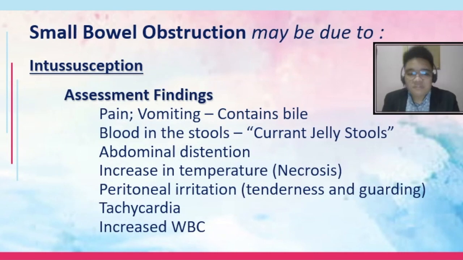So what are the assessment findings if your patient would have intussusception? Still pain, vomiting, which may contain bile. Take note, bile would appear yellowish, usually greenish. Presence of blood in the stool, and then the stool may appear like a currant jelly stool. There's abdominal distension. Increase in temperature is evident if there are already signs of necrosis. Peritoneal irritation. So patient would have rebound tenderness, would have guarding behavior, tachycardia, and then increase of your WBC.